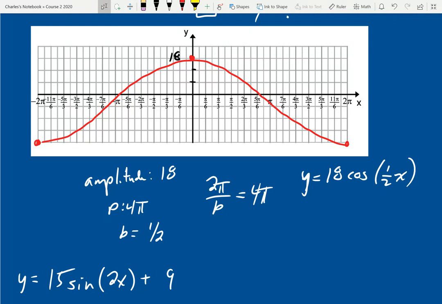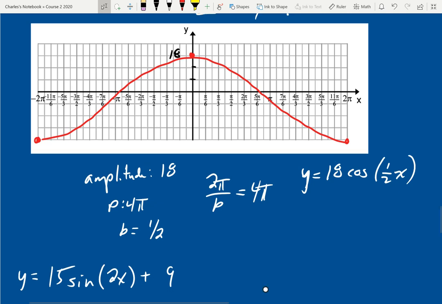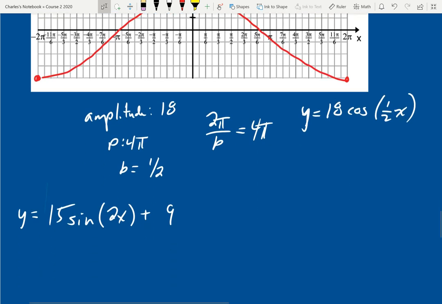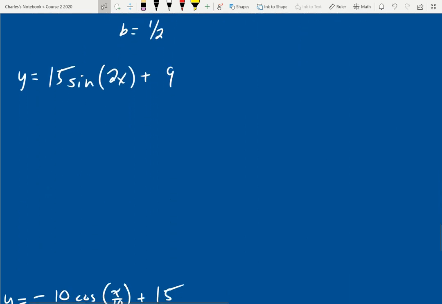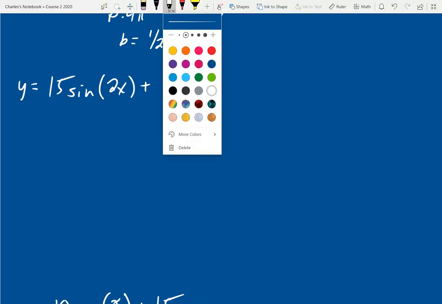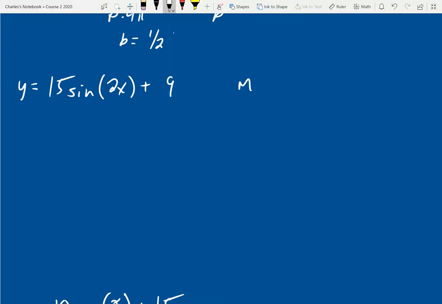And then lastly, in the video that you guys did, you had a horizontal shift, a phase shift. I'm not worried about the phase shift, but what I am worried about is a vertical shift. I call the vertical shift the midline. It's also the average value. We're going to be getting into situations where these are modeling a real life situation. So the midline is going to be at y equals 9.